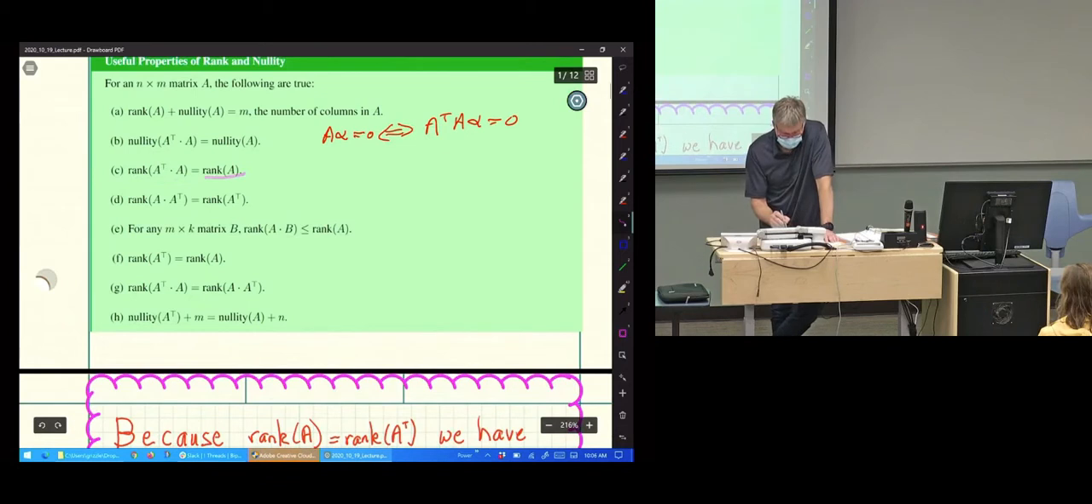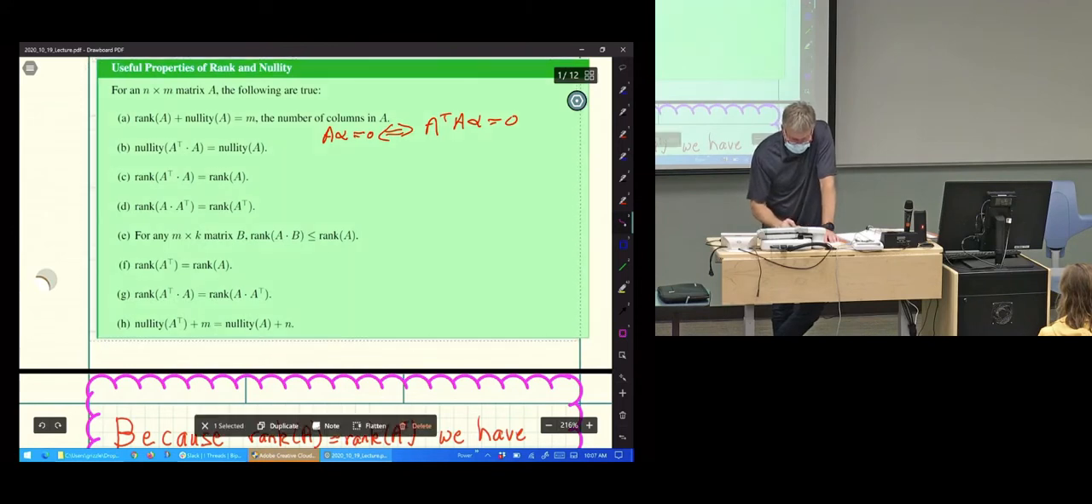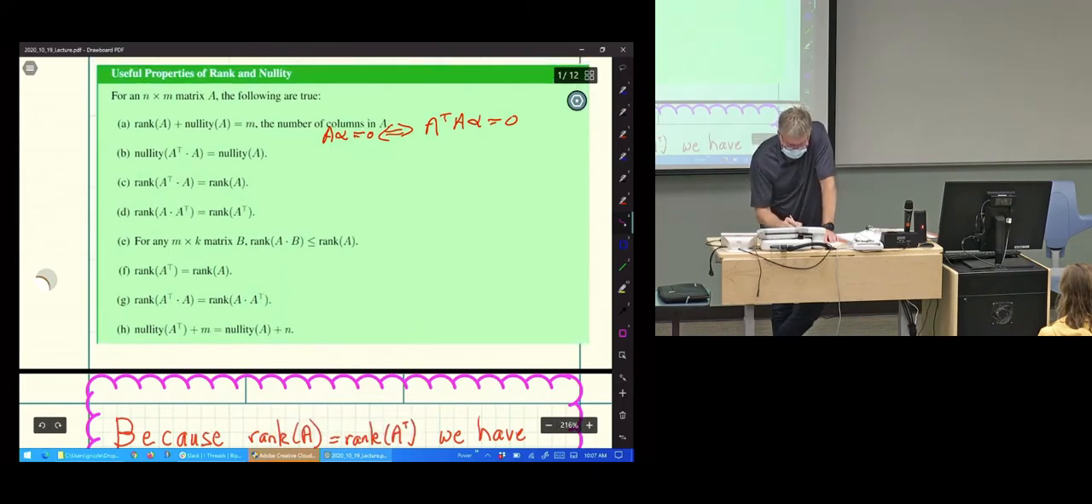Now, once you know this, you get this one for free by just replacing A with A transpose. You would think of this as being just some matrix M, and then you substitute in M equals A transpose for this result, and then you get this one by just swapping A and A transpose. So that's for free.